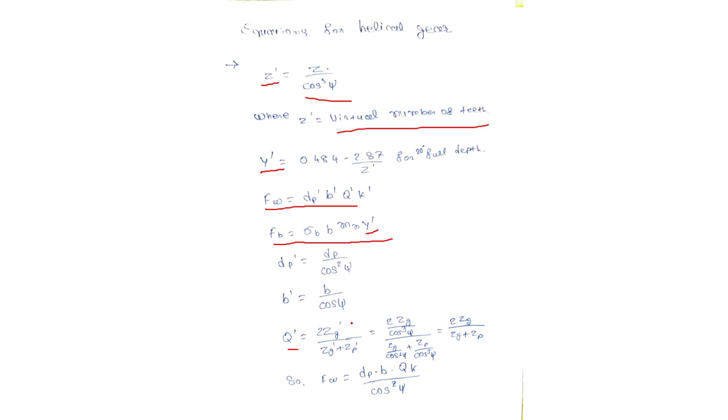Putting all these in the equation of beam strength and wear strength, we get a new equation. It is FW equals dP B Q K upon cos square psi. So all these changes we will use in numericals of helical gear.